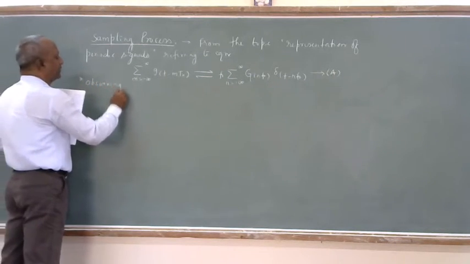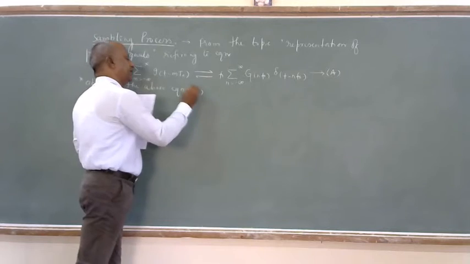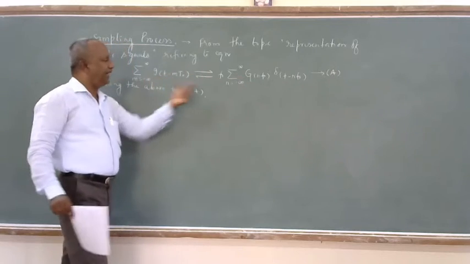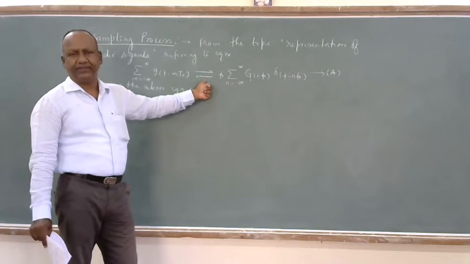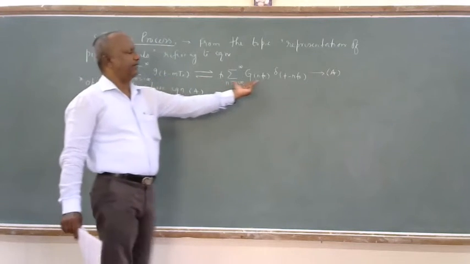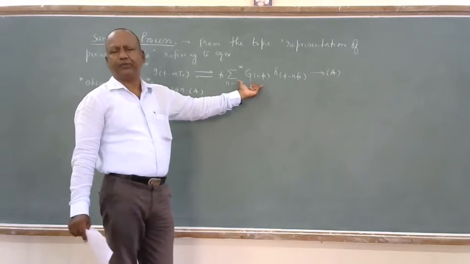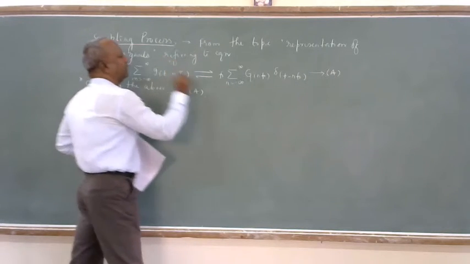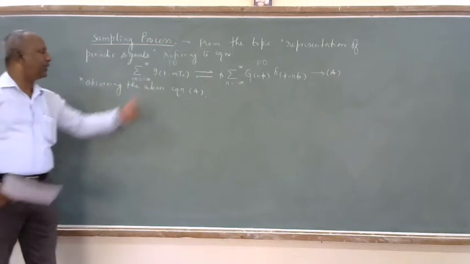Observing the above equation A, see what actually the right hand side and left hand side are, and what the symbol indicates. The symbol indicates FT pair. FT pair means one side is going to be time domain and the other side is going to be frequency domain. You know Fourier transform is used to shift from time domain to frequency domain. That's why the left hand side is in time domain and the right hand side is in frequency domain. It is one important observation.